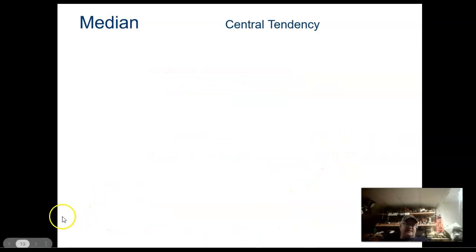Now let's talk about the median. I'm going to stop the video here. We'll come back and we'll get into how we actually determine the median as well.